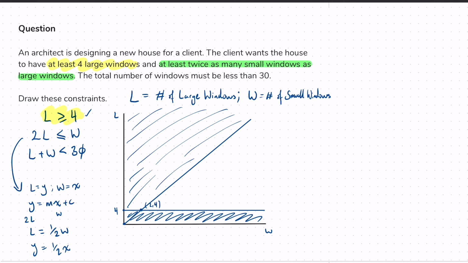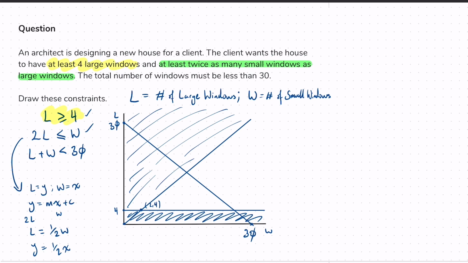All right. The next one, L plus W is less than 30. The way I want to think about this is by finding the intercepts and then drawing a straight line through them. So if L is 0, I'm going to find my x-intercept, where my W is. So if L is 0, then W is going to be at 30 over here, for example. And if W is 0, then L plus 0 is less than 30. We're going to put that 30 up there. I'm going to draw a straight line through here.